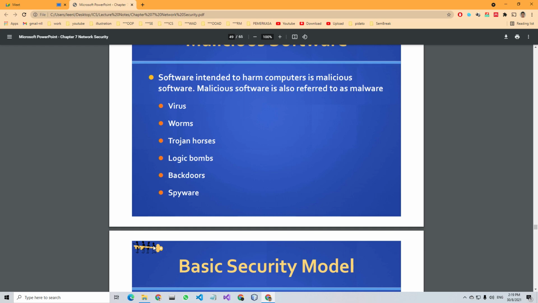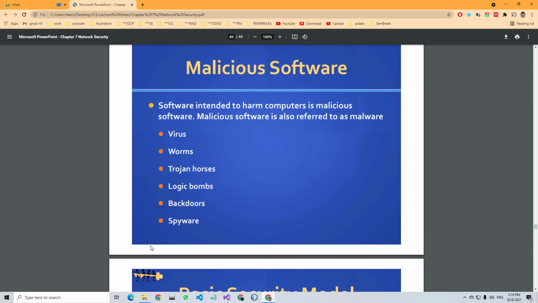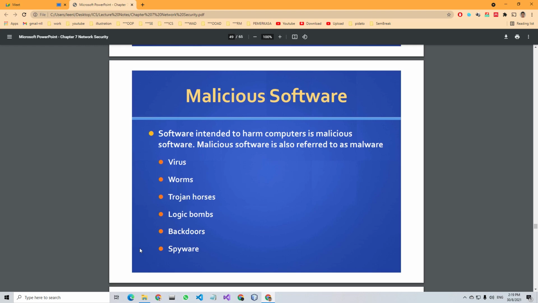The trigger will be activated based on a specific set of time and date. For the backdoor, as the name suggests, unauthorized users are able to bypass the computer system without going through the security measures. They can access it even though they are unauthorized. Backdoor. Spyware is a type of malicious software. It enters your computer system and collects information secretly.